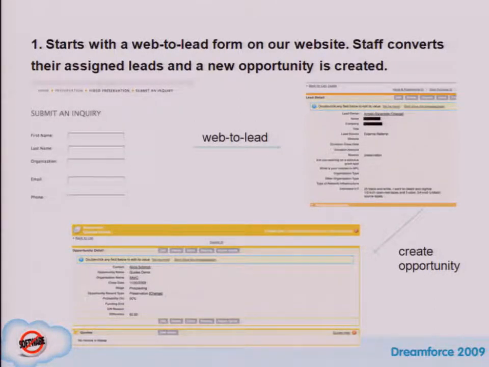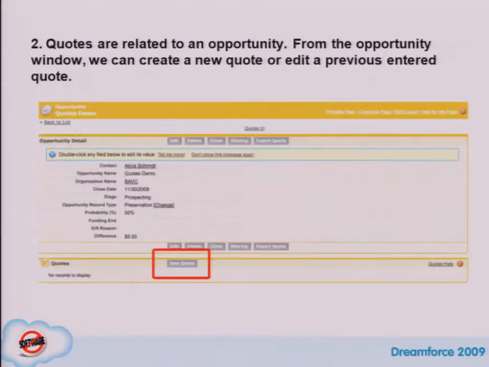The quote process starts when our preservation staff person receives an email notification that someone has submitted a web-to-lead inquiry via our website. They then convert the lead and create a preservation opportunity attached to that contact and or organization. Quotes are related to an opportunity. So when the opportunity is created, then we get a related quotes list from which we can create a button to create a new quote.